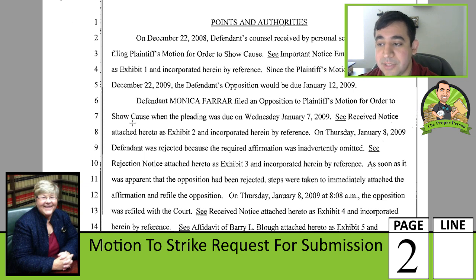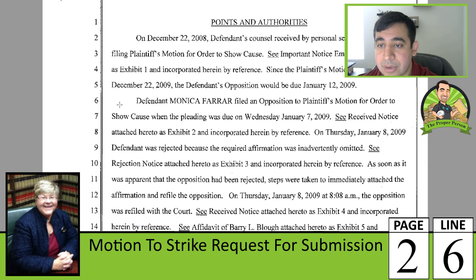And it shows in the documents when they do this. Here she is identifying in the first paragraph what I filed. The first paragraph of this page, she identifies that I filed a motion for order to show cause. The opposition she indicates would have been due on January 12th. Now later on in this document, she plays dumb, and we'll point that out when we get to it.